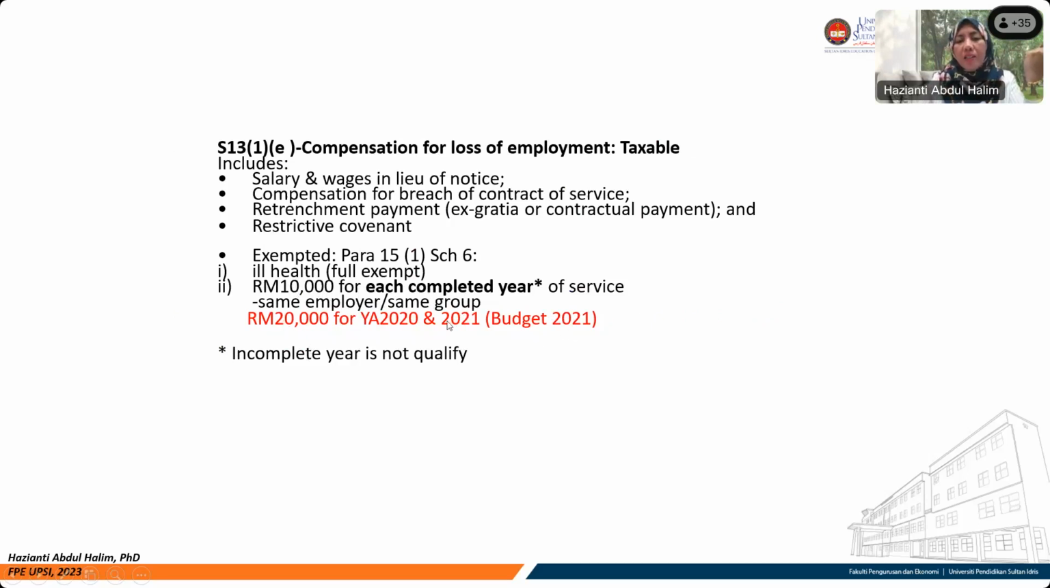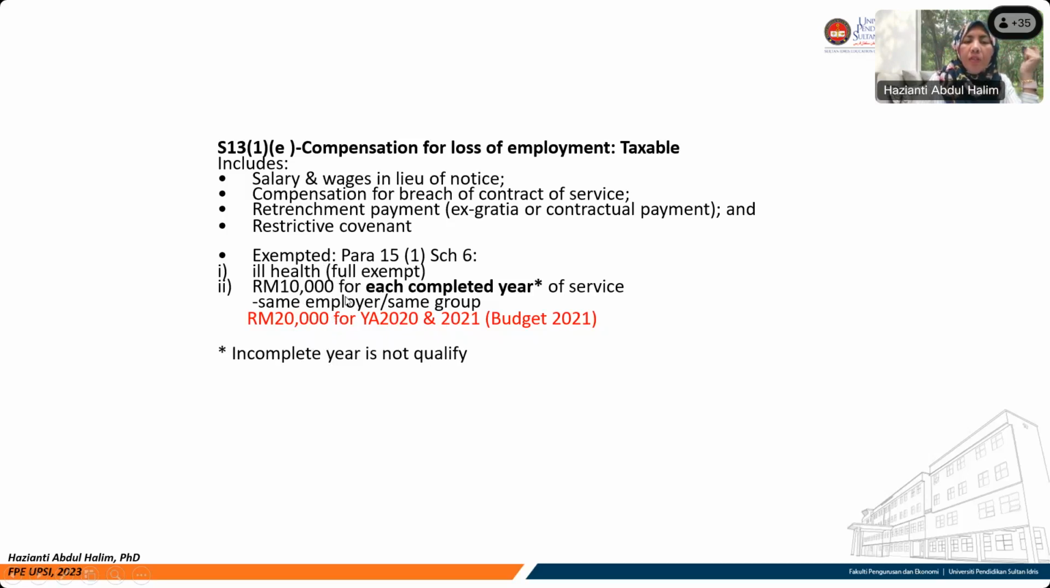Saya just letak dekat sini that 2 tahun ni the government increase sebab ramai sangat yang kena retrench kan because of PKP, MCO, then ramai yang lost their employment and they get the compensation, so it's not fair to tax them banyak lah. That is why the exemption given is actually 20,000 per year per completed year, siapa yang kena retrench 2020 and 2021 tu.